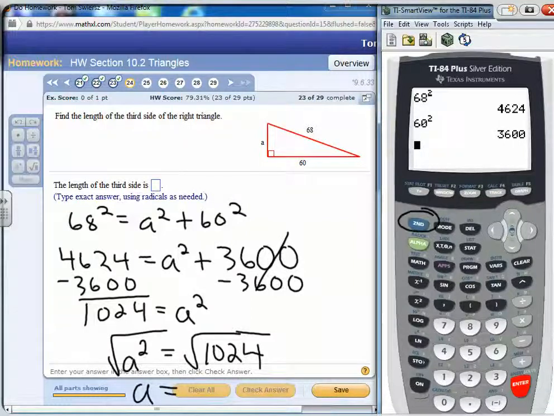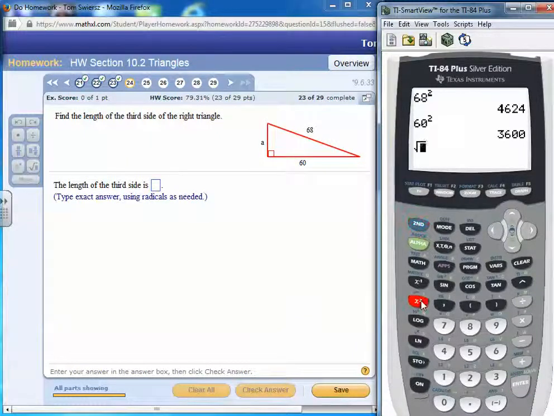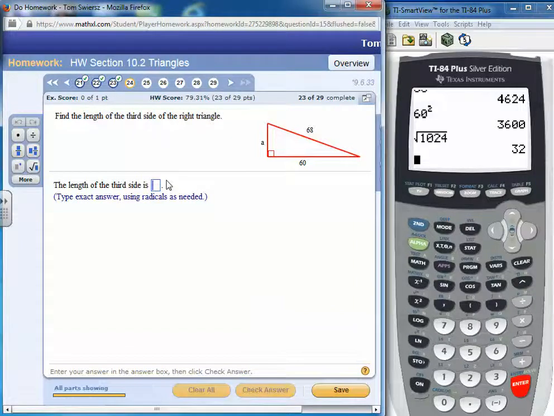Again, we'll do second x squared to get the square root, and then we'll put in 1,024, and we will type exact answers. Okay, let's go ahead and see if this is a perfect square, because it's exact answers. So we'll go ahead and do second radical 1,024. And yeah, it is a perfect square. So again, since it's a perfect square, you just go ahead and put in 32. If your problem has different numbers, then you might have to break down the radical. But this was a perfect square, so 32 was indeed the correct answer.